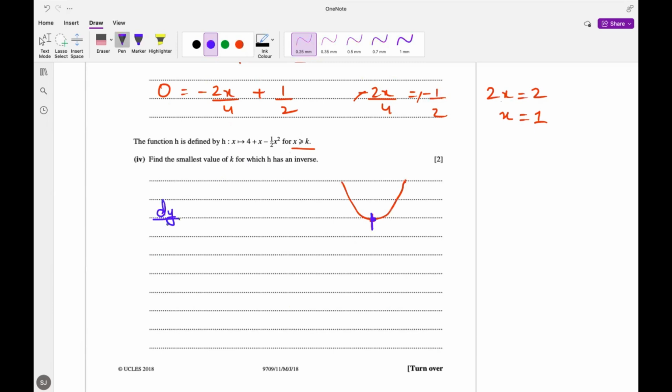So finding the dy/dx of the function, we will get: the derivative of 4 is 0, the derivative of x is 1, and the derivative of minus half x squared will become minus 2x upon 2. So this will become 1 minus x. Now at the turning point, the gradient is 0, so 0 is equal to 1 minus x, or x is equal to 1. So for x equals 1, this will be the smallest value of k, which is a value of x for which this equation will have an inverse.